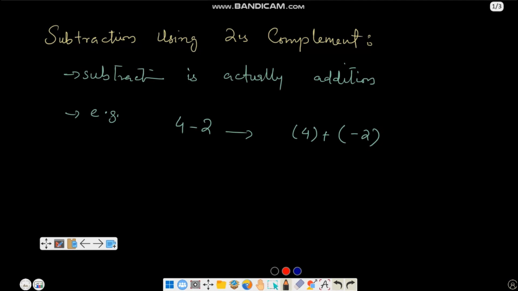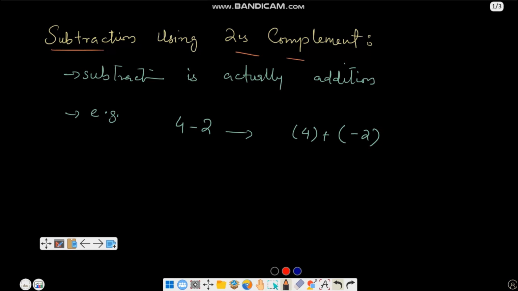Hello there. In this class we are going to be discussing how do we subtract numbers using 2's complement. We have already completed addition using 2's complement. You can watch those videos. I'll give the links of those videos in the description. Now, how do we subtract using 2's complement?